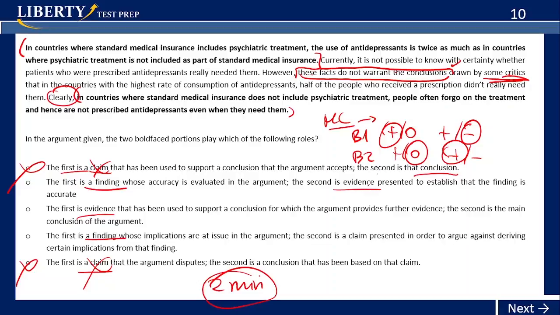Then the second is evidence. No, the second one is not evidence. The second is the main conclusion. No, it is not the main conclusion. Okay. The second is a claim. Yeah, it is a claim. So we know that D must be the answer. Okay. So that's how we do this. It's very easy once you have the 5 steps down. Don't rush. Just go step by step until you get it down and you are totally comfortable applying this.